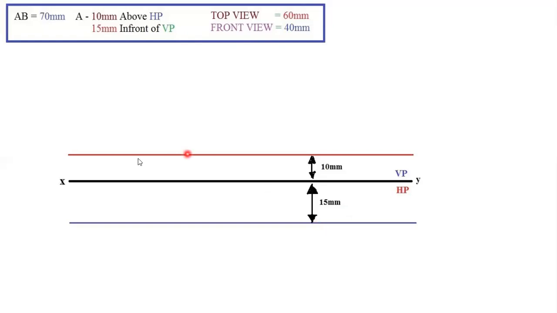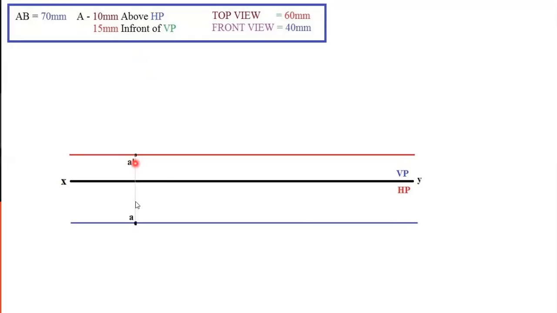On this line, we can keep A dash anywhere, here or anywhere. But try to keep it to the left side like this. So keep A dash, that is 10 mm above HP, right? So the point is A dash. This point is named A dash. And for 15 mm in front of VP, from here try to draw a vertical line. These lines should be very, very light, and you can keep A. This point will be denoting A. By using these two data, we have just plotted A dash and A.